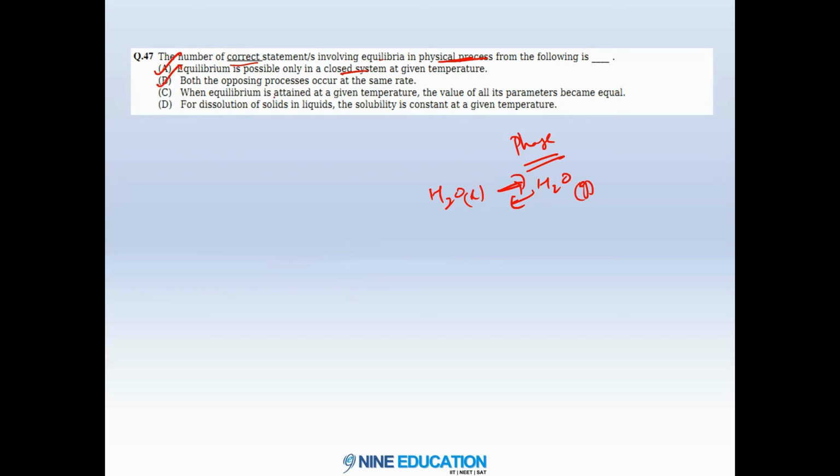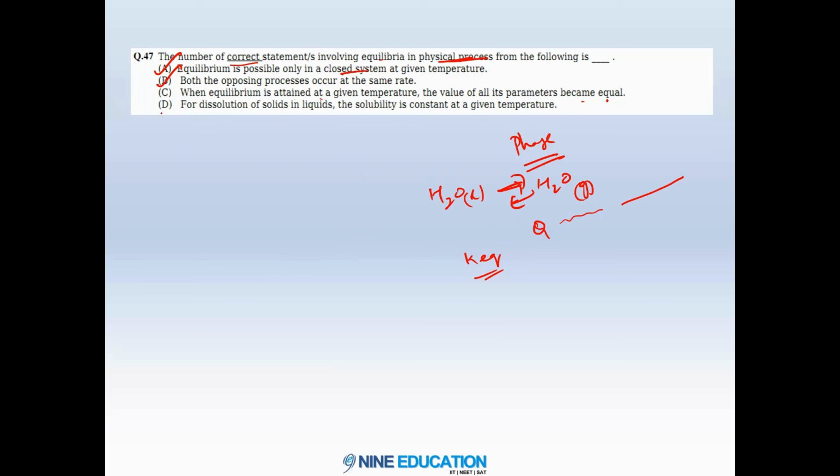That is correct. When equilibrium is attained at a given temperature, the values of its parameters become equal. The rates become equal, not the parameters. The parameters will become constant. That is how the equilibrium constant will be maintained. So the Q, which is variable till then, will become constant. Okay, so Q becomes K. So they need not be equal. If they are equal, always the equilibrium constant would be 1, right? So that's not the case. They will be changing, they will attain a constant. The ratio will become constant.